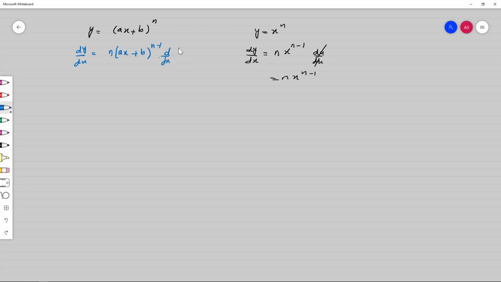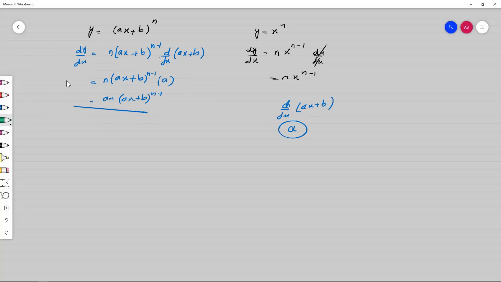This would become d by dx into ax plus b. So it becomes n into (ax plus b) power n minus 1, times the derivative of this. Just write here d over dx of ax plus b. The derivative of ax plus b: the derivative of b would be 0, while for ax, we know that the derivative of x is 1. So there is only a. So the derivative of ax plus b would be a. So the final answer is a into (ax plus b) power n minus 1.